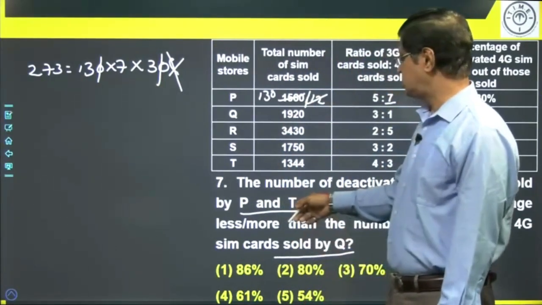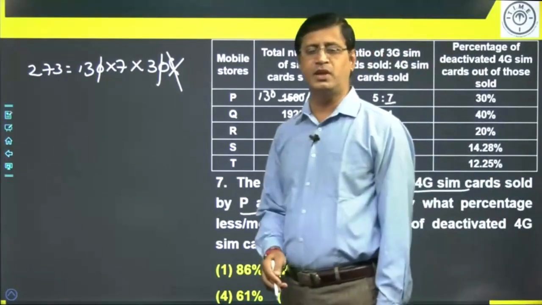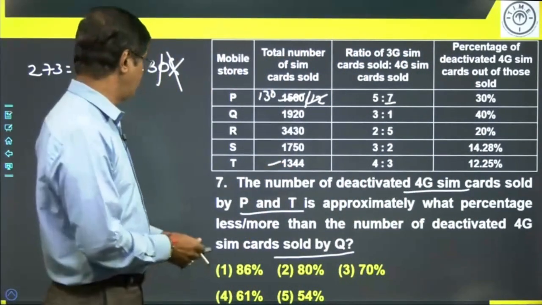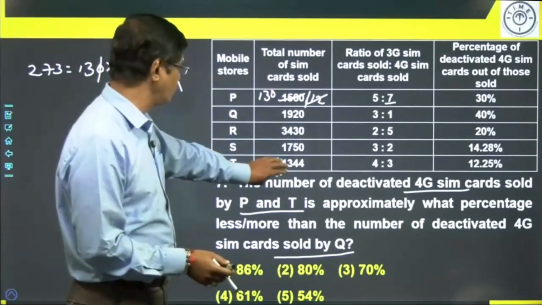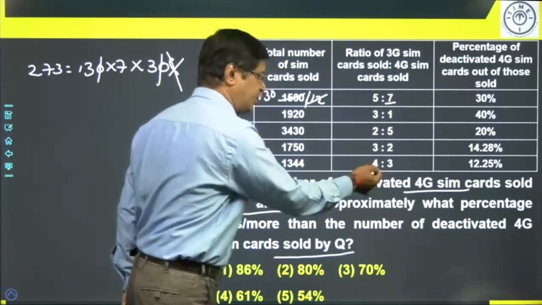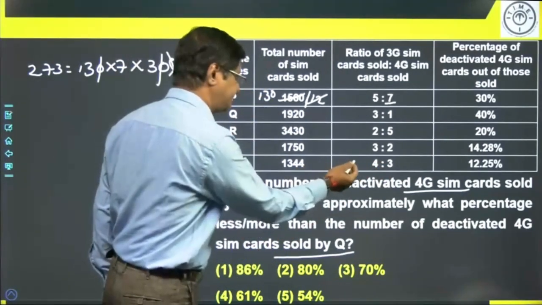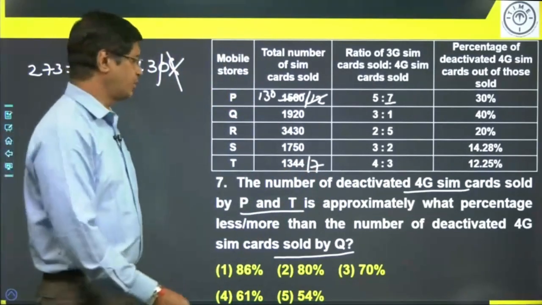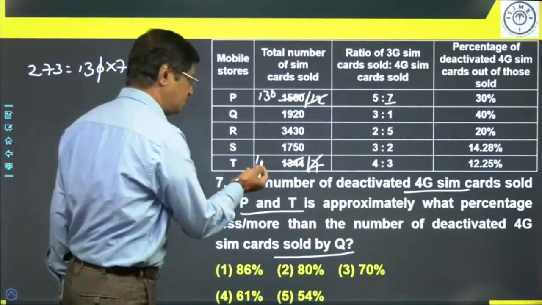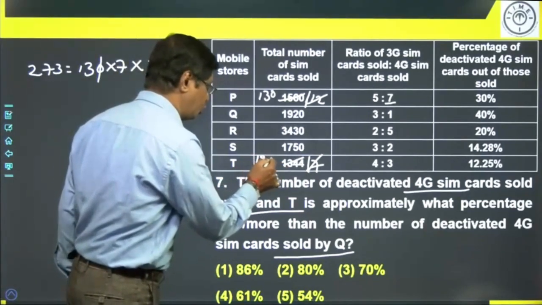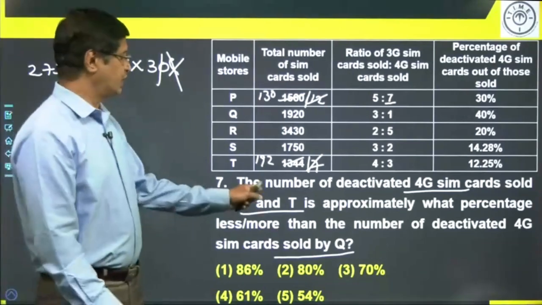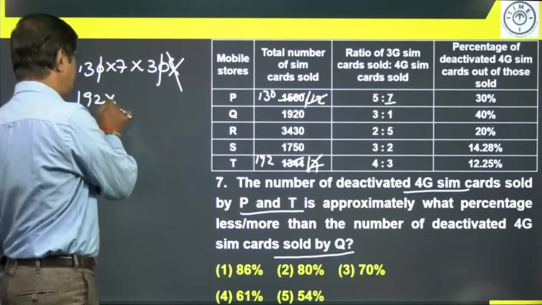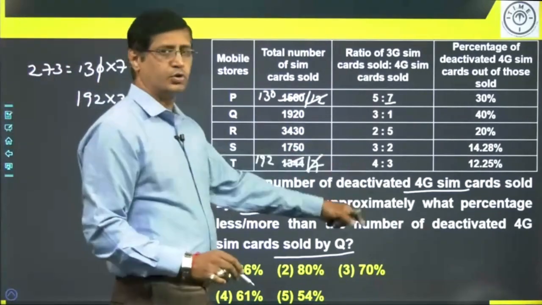Then what is the next part? T we need to find out. What is the value of T? 1344 is the total number. Here it is asking to find out the 4G. The sum of the ratios is 7, so just divide by 7. 7 goes one time, 9 times and 2 times. So 192, and 192 into 3 parts is equal to 4G.